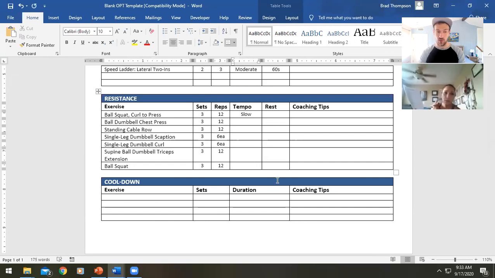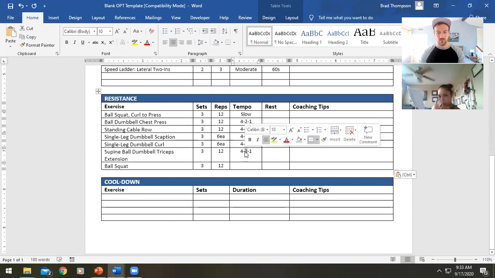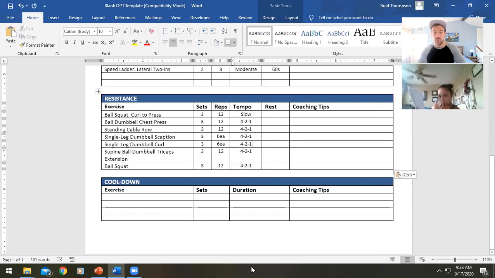I'm not going to say 4, 2, 1, right? But the rest of these, I'm totally going to go with a 4, 2, 1 tempo. So 4 seconds on the eccentric, 2 seconds on the isometric, and 1 second on the concentric. What am I doing? I can copy paste. So there we go. There's my regular tempo. And I'm going to perform this as a circuit, 0 seconds of rest. Give 90 seconds of rest at the end to kind of reset.